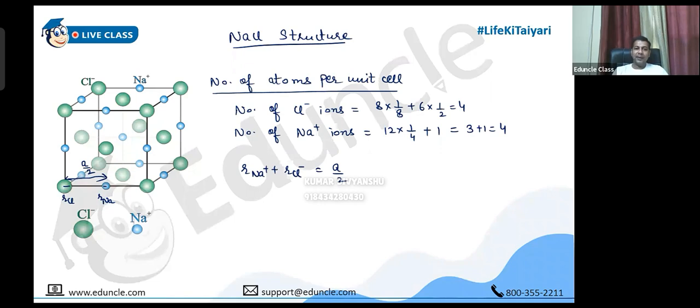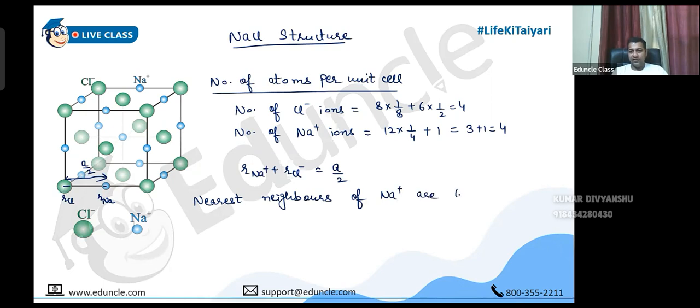Now moving towards the packing fraction. So we are able to get the number of ions per unit cell, and of course the edge length also, means a is twice of the sum of their radii. Now what about the packing fraction then? And of course nearest neighbors also. Let me write the number of nearest neighbors. So nearest neighbors of sodium ions are 6 chloride ions. And nearest neighbors of chloride are 6 sodium ions, vice versa.